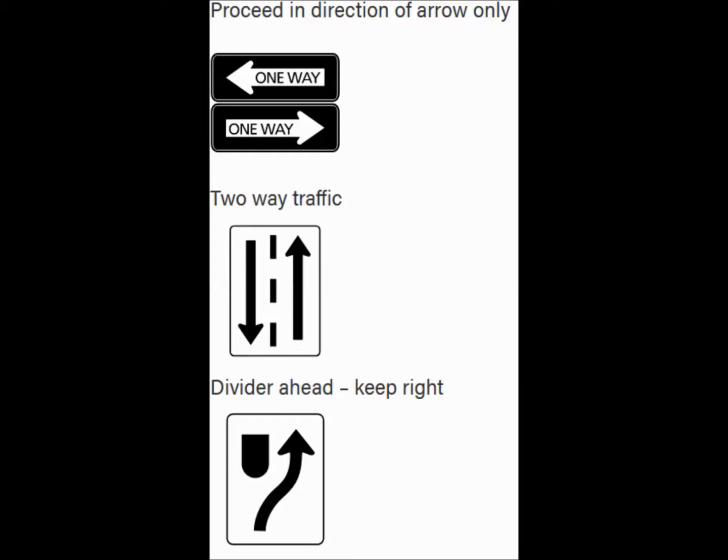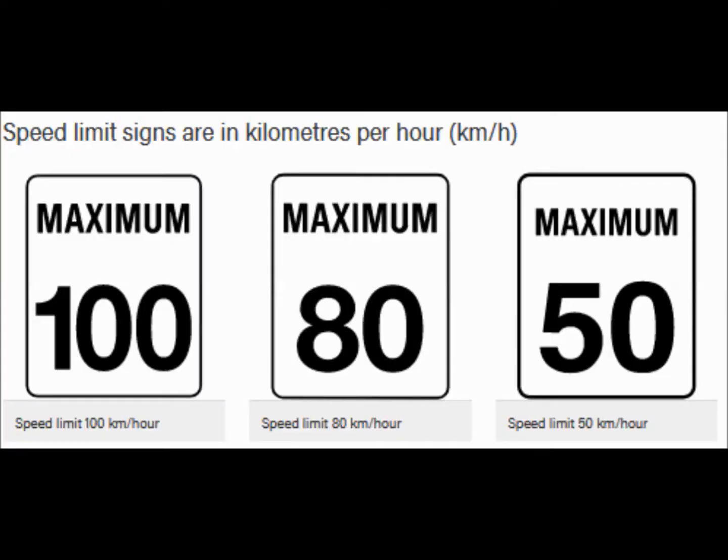Divider ahead, keep right. Image description: a white rectangle with an arrow going straight and then curving to the right and forward again, around a black block. Speed limit signs. Speed limits do not indicate the maximum speed drivers should travel. They are the maximum speed permitted when conditions are ideal. Any speed that is unsafe for the current conditions is illegal. Image description: a white rectangle with the black lettering maximum and the black lettering 100.